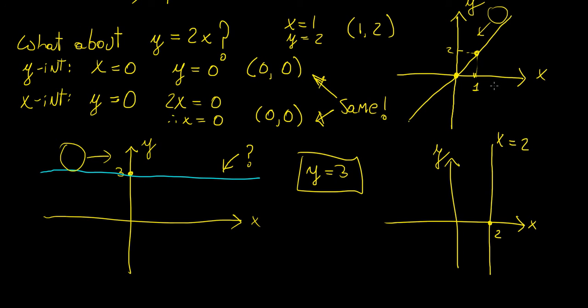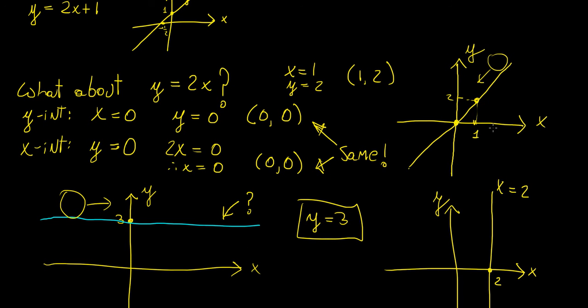So those are the three types of equations that you can have that only have one intercept, because they only cross one of the axes or they cross both of the axes but at the exact same point.